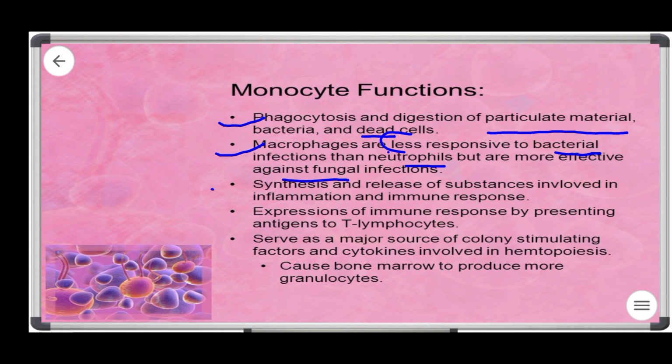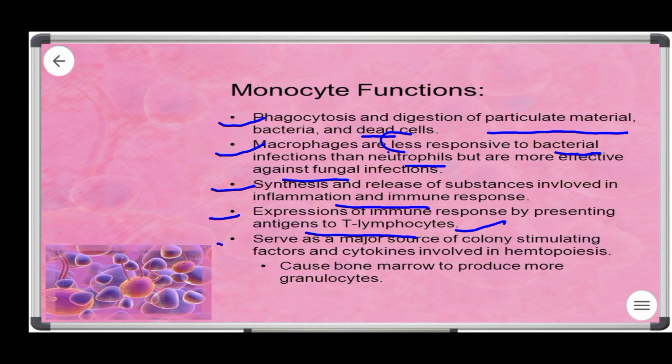Third function is synthesis and release of substances involved in inflammation and immune responses. Fourth function is expression of immune response by presenting antigen to T lymphocytes. Previously we discussed that dendritic cells stimulate the T lymphocytes.